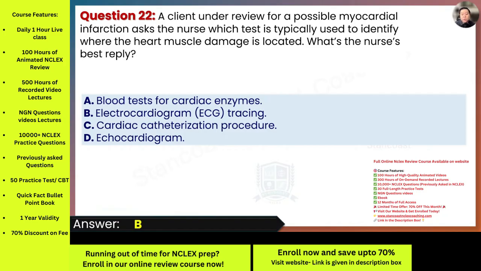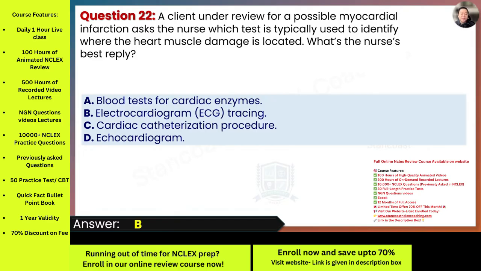So when your client suspected of having a heart attack asks you about the best way to identify where the heart muscle damage is located, your most accurate response would be to point out letter B, right?